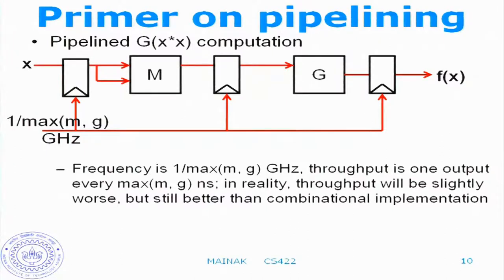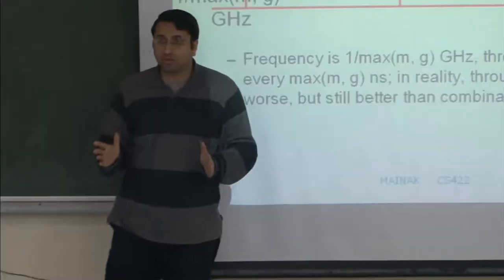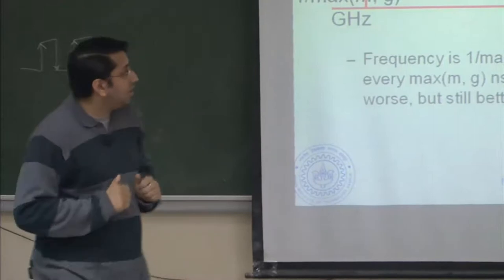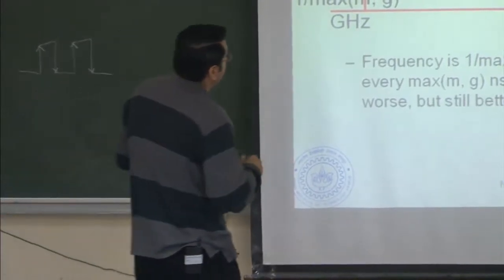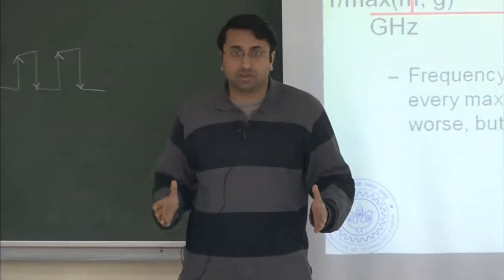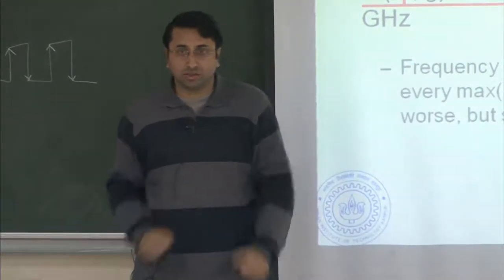So frequency is 1 over max(M, G) gigahertz. Throughput is 1 output every max(M, G) nanosecond. And again, in reality, throughput will be slightly worse, but still better than the combinational implementation. Okay, that's the whole point. So pipelining, if done well, should always bring benefit over combinational implementation in terms of throughput. Right. We're not commenting anything on area because in most cases, you'll actually end up increasing the area because you'll have to introduce latches and all other things.